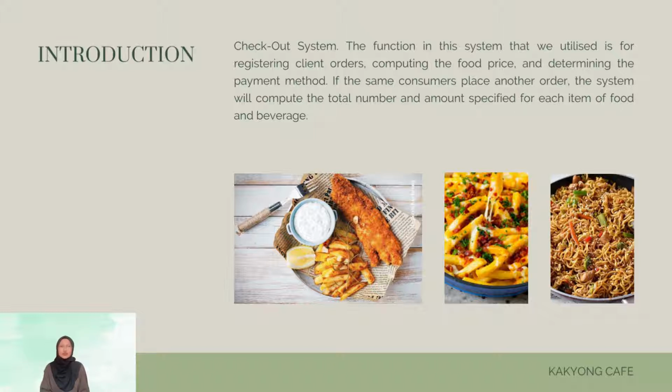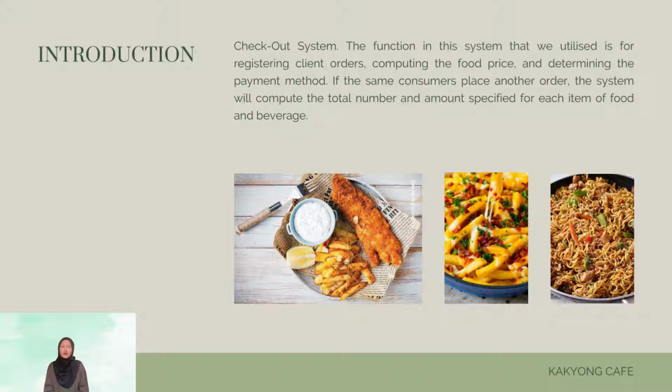The functions in this system that we utilize are for registering client orders, computing the food price, and determining the payment method. If the same consumers place another order, the system will compute the total number and amount specified for each item of food and beverage. This system is highly handy for the seller to handle multiple orders from consumers and is designed to make it easier for the buyer to pay for their product without having to inquire about the pricing.